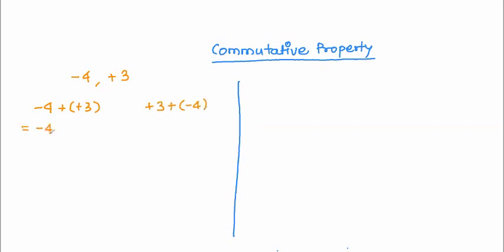Minus 4 stays as it is. Plus plus, same sign, results in positive. Minus plus, different signs, result in subtraction. So let's do subtraction in a rough area. 4 minus 3 is equal to 1. So that gives me 1 here, and 1 gets the sign of the greater number, which is my 4, and its sign is minus. So minus 1 is the answer.